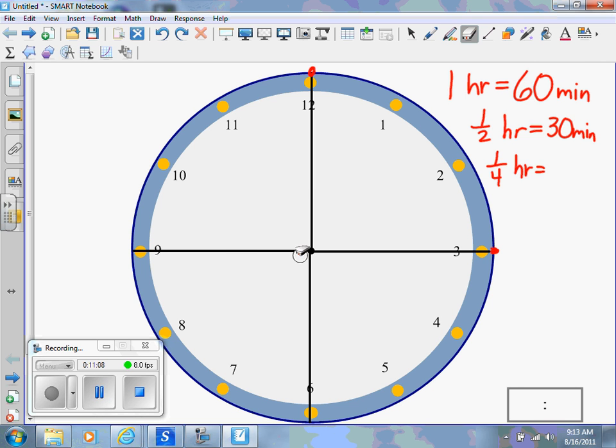Okay, let me erase this part. Oh, it's not going to let me. It'll let me delete it, though. Hang on. We know from here all the way to here is 30. Do you know what half of 30 is? What is it, Maddie? 3.